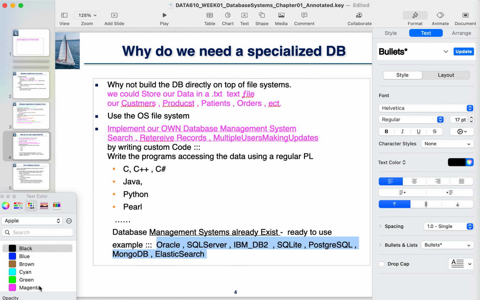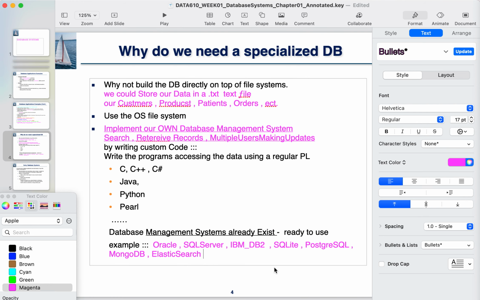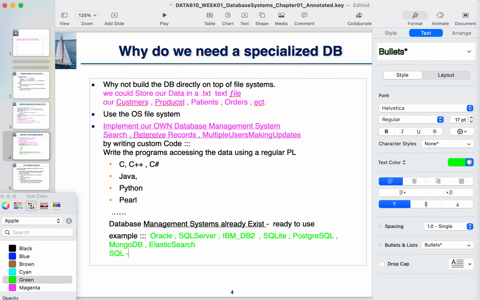All of these things are database management systems. This means they would allow us to search and send queries. So what is all of this SQL here? SQL, SQLite, PostgreSQL. So the SQL is the structured query language.